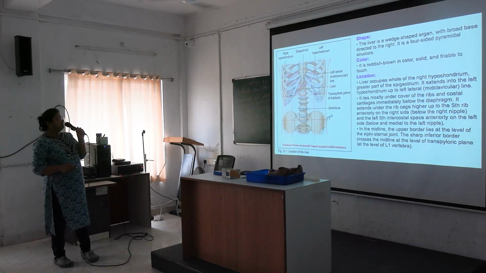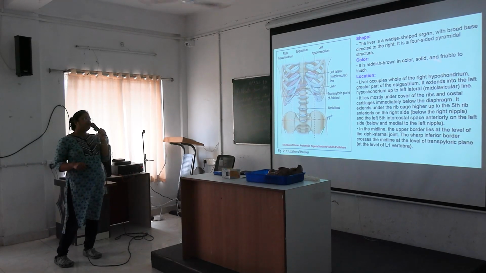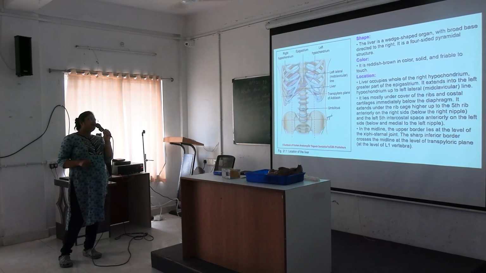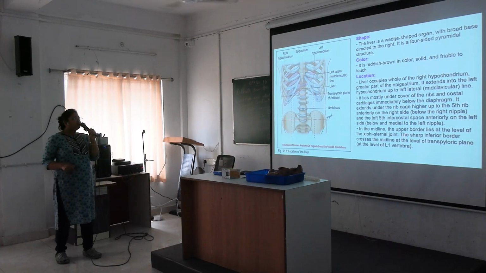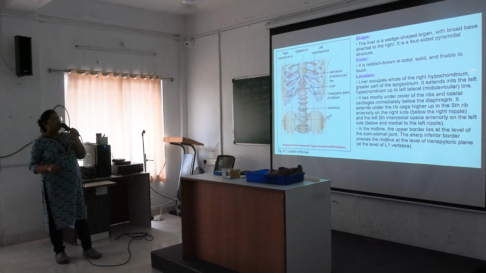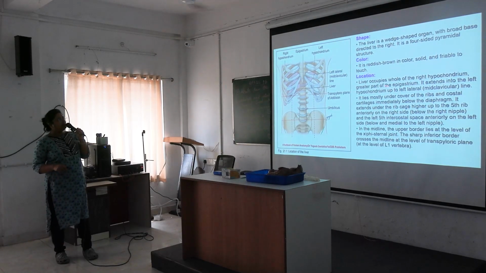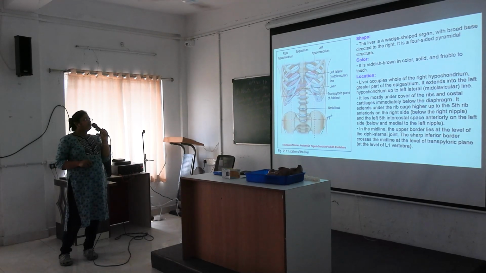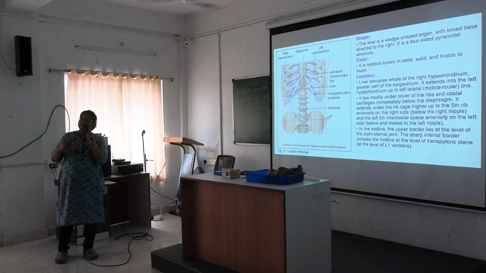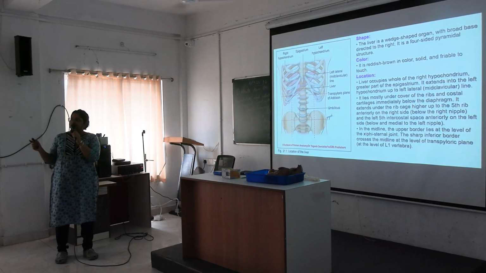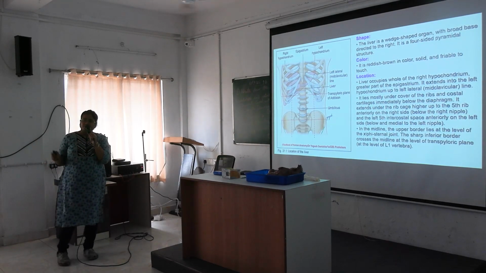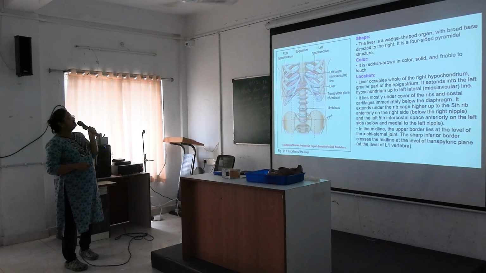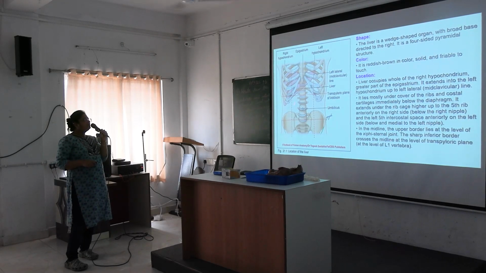Okay. What is the color? It is reddish brown in color, solid and friable to touch. What is the location? It occupies the whole of the right hypochondrium. Here is the hypochondrium. It occupies the whole of right hypochondrium, greater part of the epigastrium. This part is epigastrium. There are 9 regions in the abdomen. You know the 9 regions? Okay, so it occupies the right hypochondrium, epigastrium, and some part is extended into right lumbar.